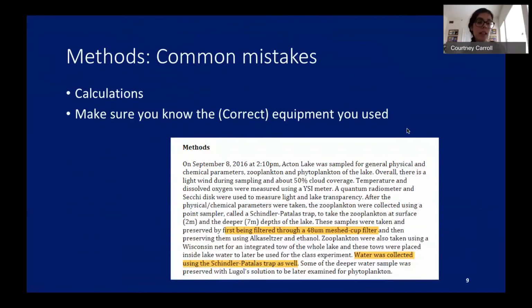Common mistakes, issues with calculations. So always make sure that they're formatted correctly. I know that can be a little bit challenging. And then you also want to make sure you use the correct equipment and you know what the equipment is. So this is taken from another lab report for another class, and you can see we talked about different types of filters that water collection is used in. And this is important because for scientists, different equipment works differently and has different caveats, and so you always want to be specific about the machines that you're using.